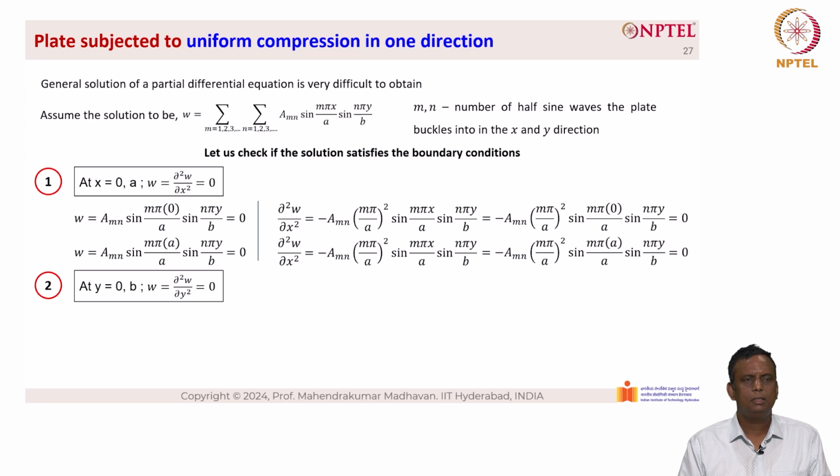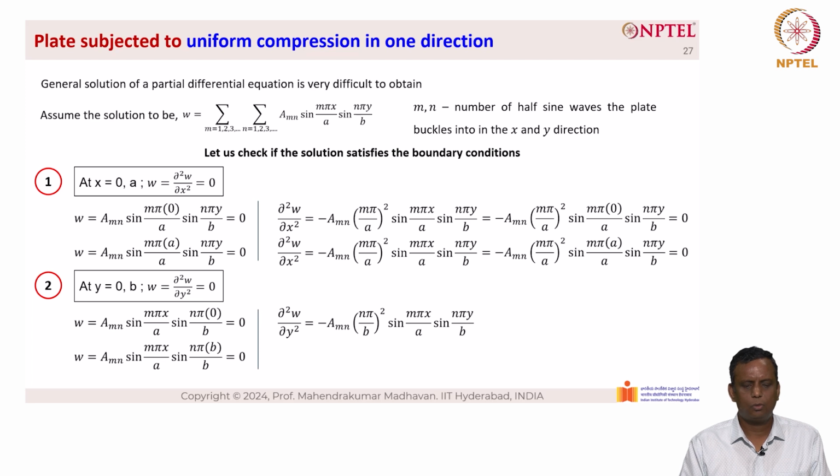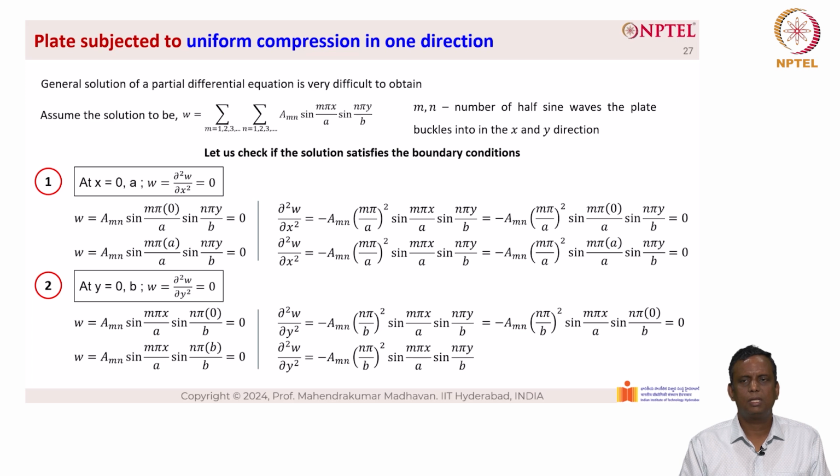The second boundary condition is at y equal to 0 comma b, W equal to ∂²W/∂y² equal to 0. So when we substitute the value y equal to 0, we have W equal to 0. Similarly, when we substitute the value y equal to b, the W term again becomes 0 because sin π is 0. And for ∂²W/∂y², we have minus A_mn into (nπ/b) the whole square into sin(mπx/a) into sin(nπy/b). When we substitute y equal to 0, again the term becomes 0. And similarly, when we substitute y equal to b, again the term becomes 0.